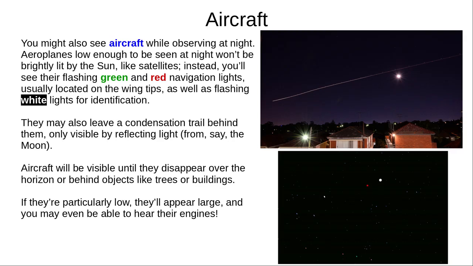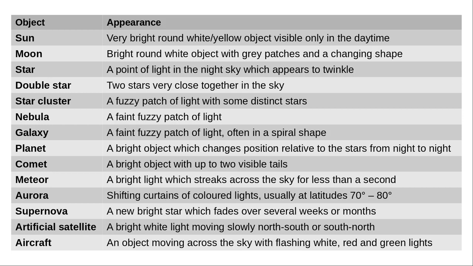Here is a summary, with one sentence for each of these objects to describe how they appear to the naked eye. You should learn each of these descriptions for the GCSE. In part 2 of this video, we'll look at constellations, asterisms, and pointer stars.